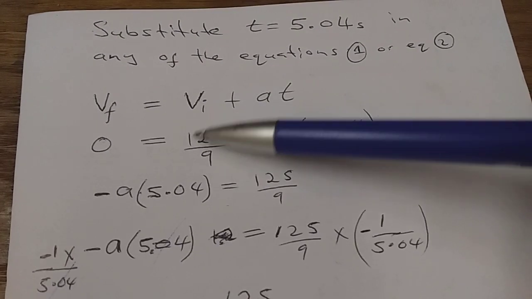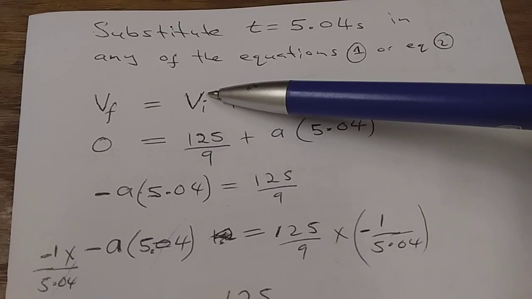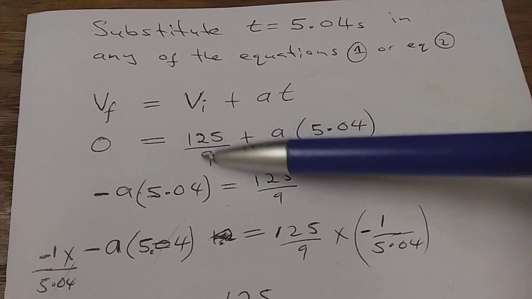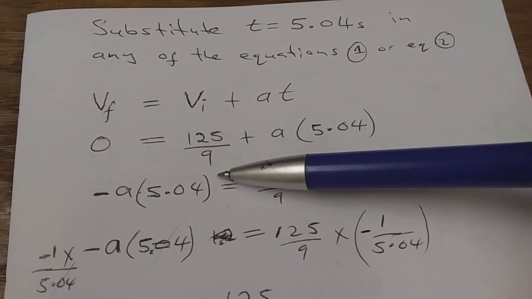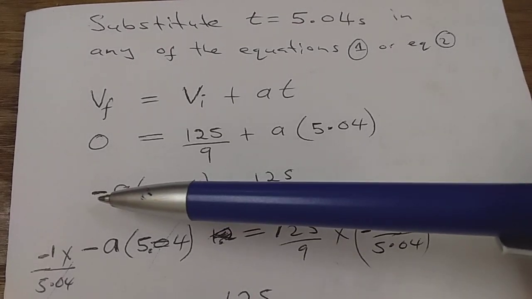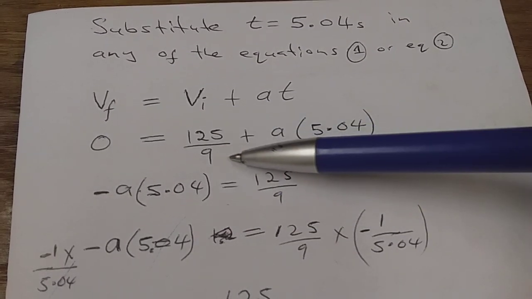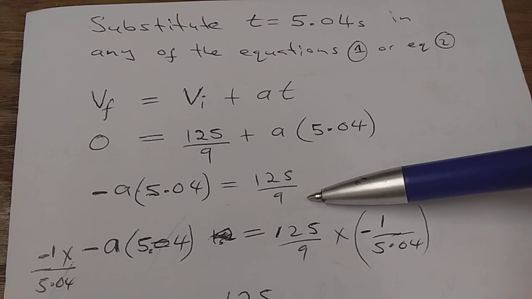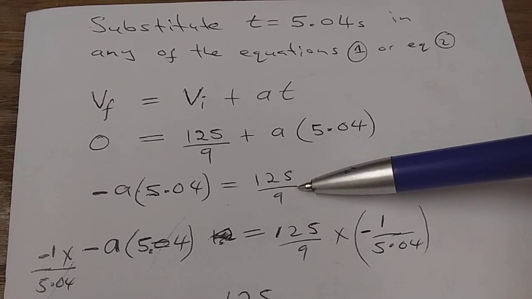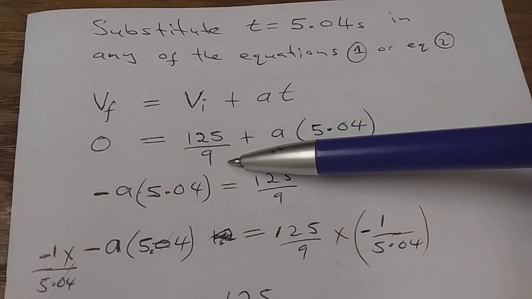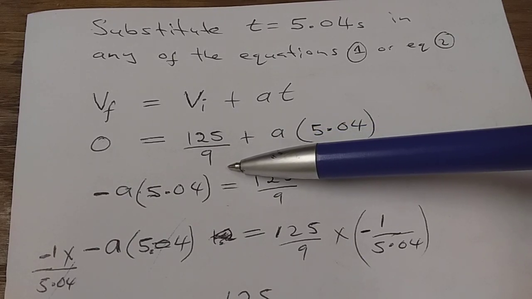So as a fraction, the initial velocity is 125 over 9. You can convert it also to a decimal if you want to work in decimals. Okay, but I just prefer to round it off at once at the end, then I will just get a final answer, which is a bit more precise, but you can still work in decimals if you find it easy for you.